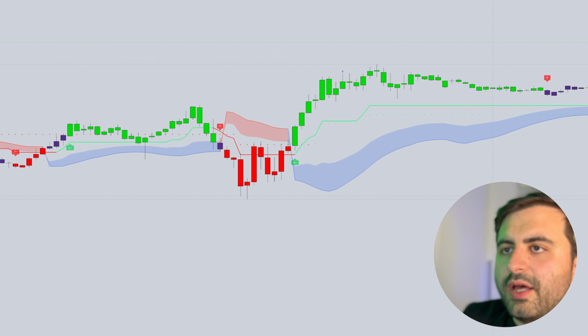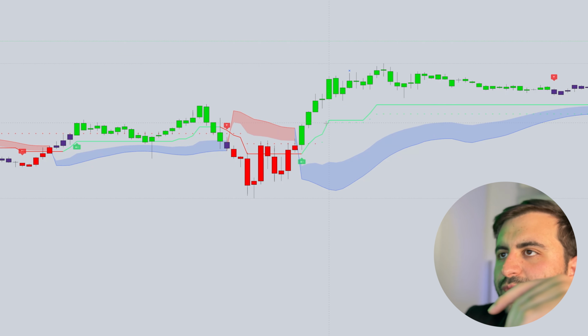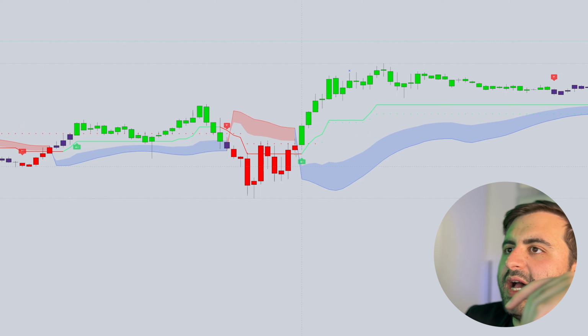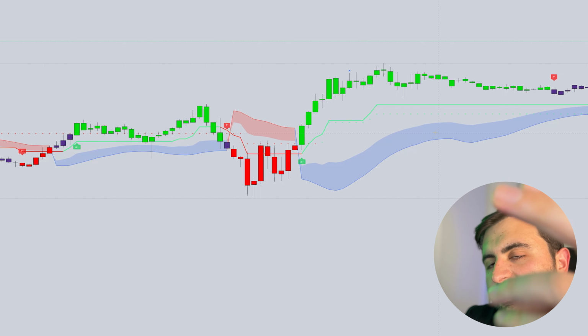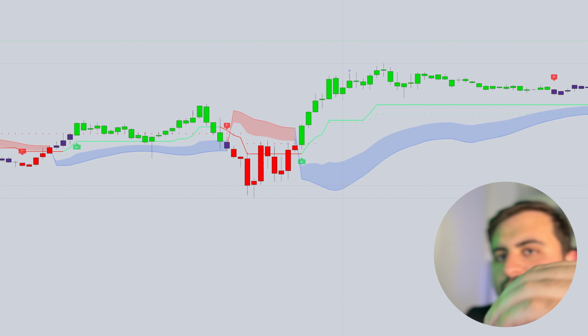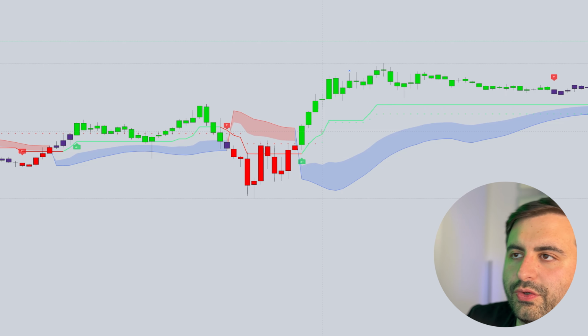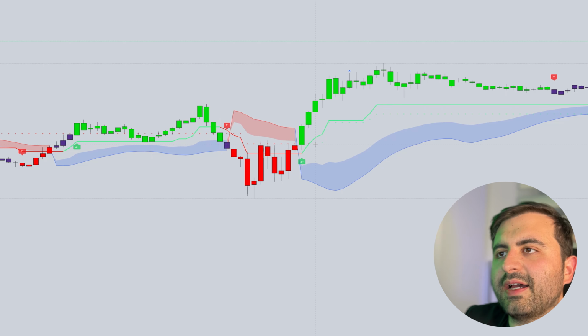So as you can see, one of our confirmation indicators is still red. This is the first one, this line, and this plus sign is the second one, and this cloud is the third one. So the cloud turns blue, which is bullish, and this line is green, obviously bullish, but this plus sign is still red.